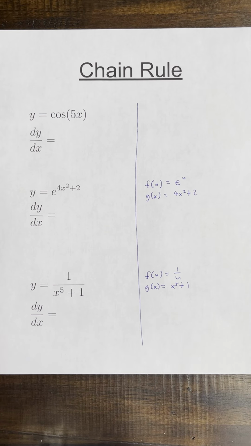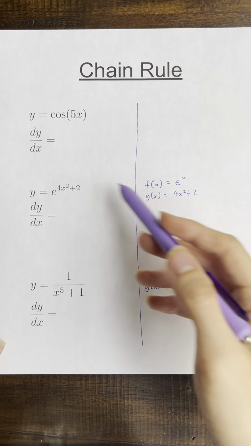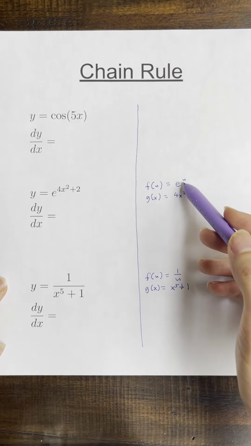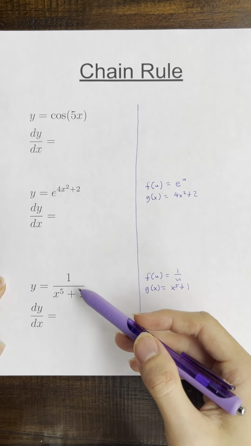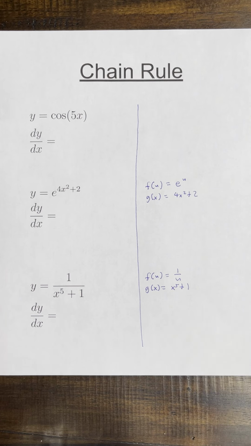Do these for practice. Your hint is 4x squared plus 2 is inside of e to the power of u for this one, and x to the power of 5 plus 1 is inside of 1 over u for this one. I'll show solutions in 3, 2, 1.